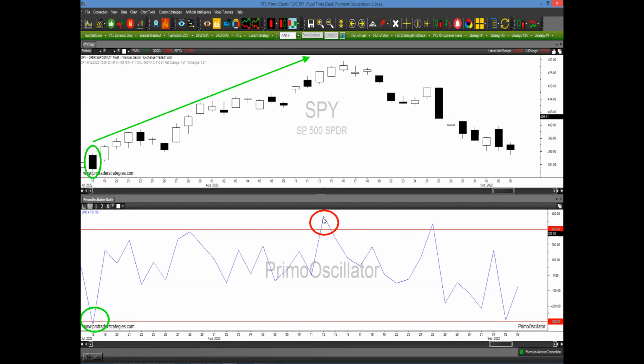So is this telling us it's overbought? Is this telling us a top is being made? Absolutely not. That's not the job of the Primo oscillator. All it is telling you is a short-term price direction change. That's all this indicator does. It can change for a couple of days, maybe a couple of weeks, maybe a year, but it's just telling you right now that most likely it's going to change direction. And that coincided with this bar right here, okay?